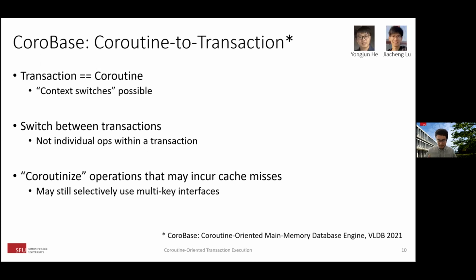Now, the idea is also very simple when you actually have to implement this. It's just to coroutinize the operations that might incur cache misses. So for example, I can take the record read function, which might also call other functions, but I just look for the places where there might be a cache miss and insert prefetch and suspend instructions. And also we can still selectively use multi-key interfaces if it's already easy to adapt for certain cases.